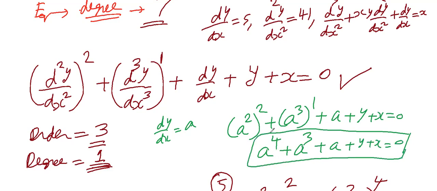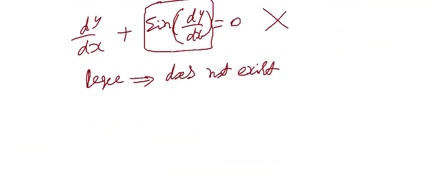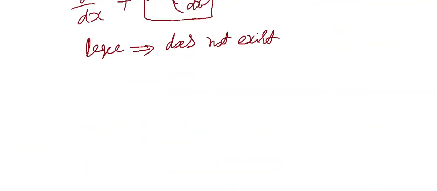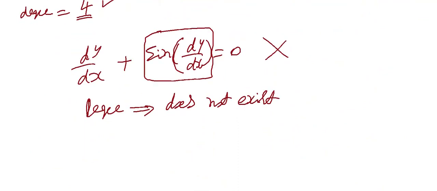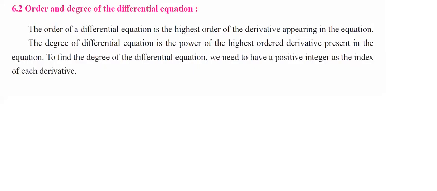So this is a polynomial in variable a. But if we replace this a with dy by dx, then this will be called a polynomial in derivative. It means dy by dx. That is the meaning of it. Okay. Yes, sir, understood. So whenever you do not have a polynomial in derivative, the degree does not exist. That's what I'm trying to explain to you. Got it? Yes, sir.